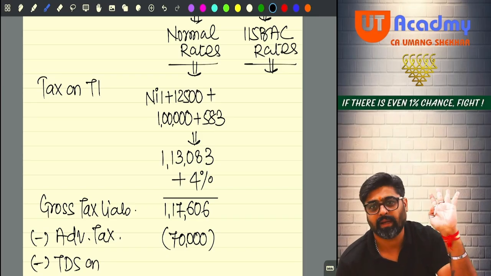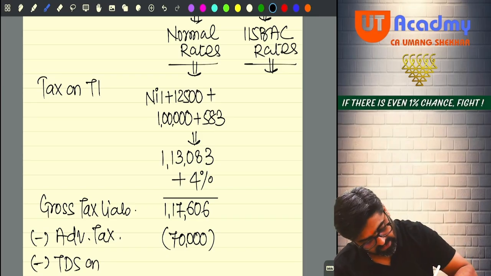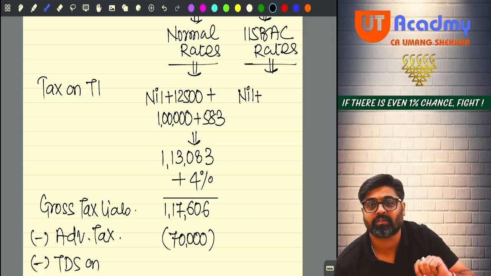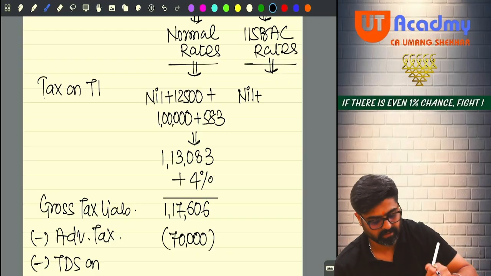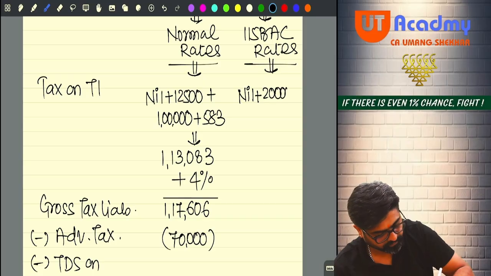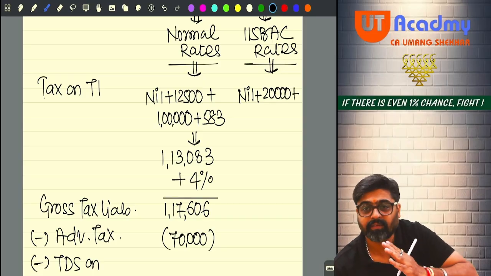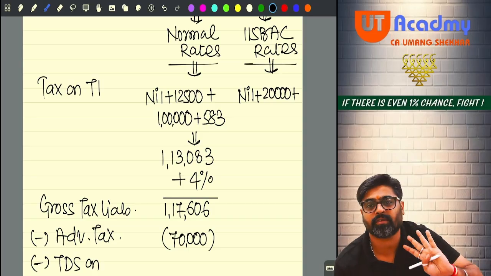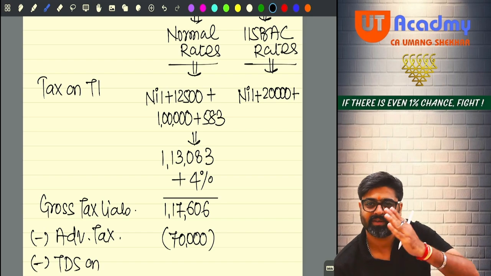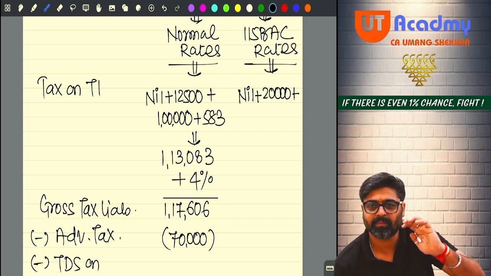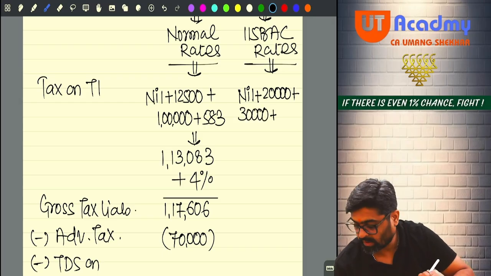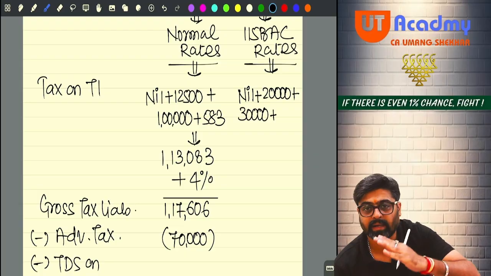First 3 lakhs, no tax. Then 3 lakhs to 7 lakhs. On this 4 lakh rupees, I will pay 5%. 20,000, sir. Then 7 lakhs to 10 lakhs. On this 3 lakh, I will pay only 10%. That is 30,000, sir.